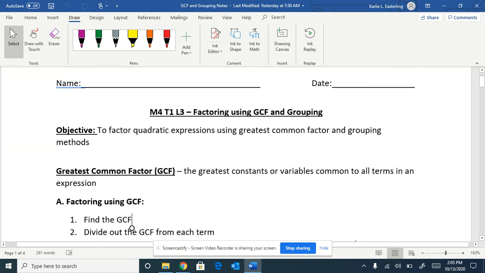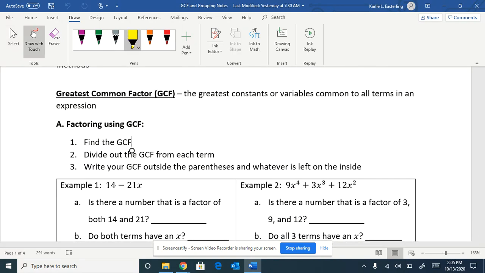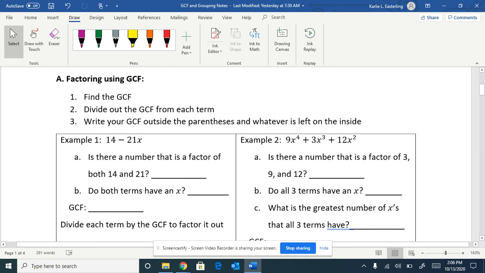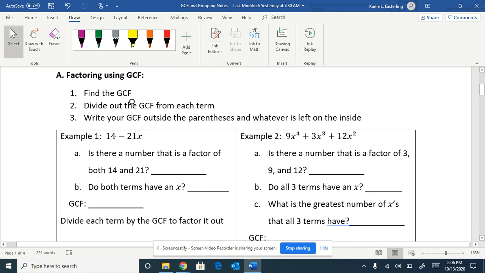Today, what we're covering is factoring using GCF and grouping. So our objective here is to factor quadratic expressions using the greatest common factor and grouping methods. The first thing we're going to go over is our greatest common factor and what that is. The greatest common factor is the greatest constant or variables common to all terms in an expression. So we're going to come down here and find the greatest common factors of these examples, and we're also going to factor them.